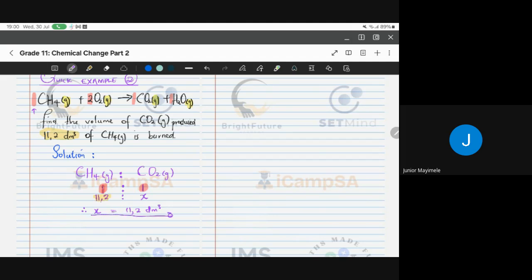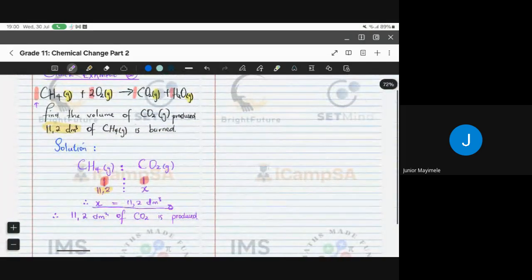This means the volume of carbon dioxide that is produced when we burn 11.2 cubic decimeters of methane is actually 11.2 as well. Therefore, 11.2 dm3 of CO2 is produced. This is a very perfect reaction. Usually in reactions, you can't burn everything and produce the same thing.